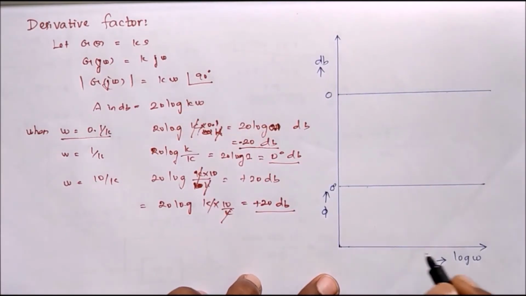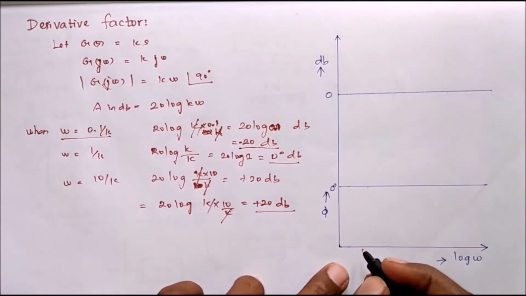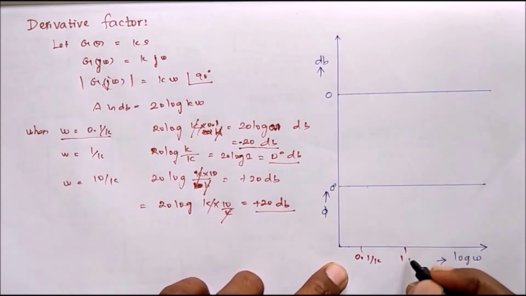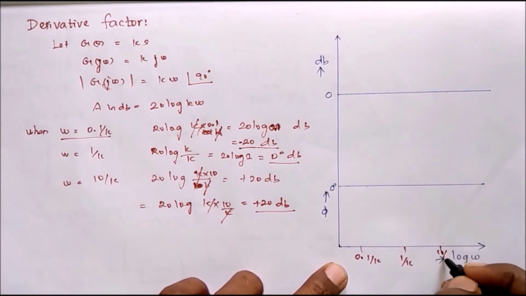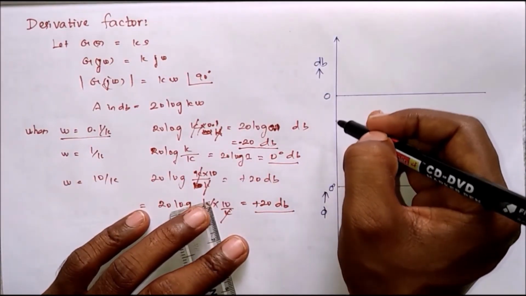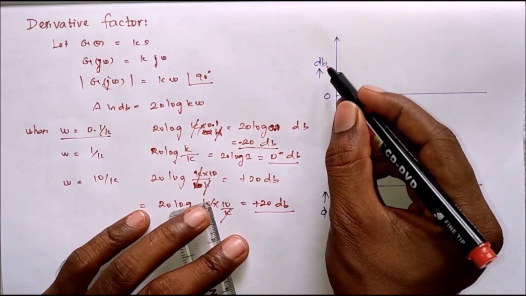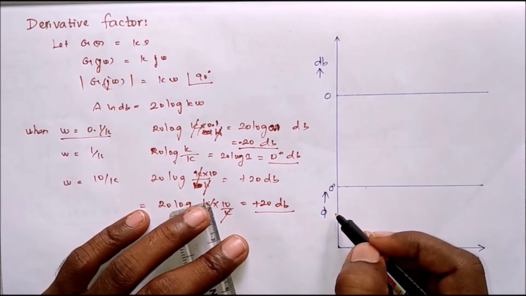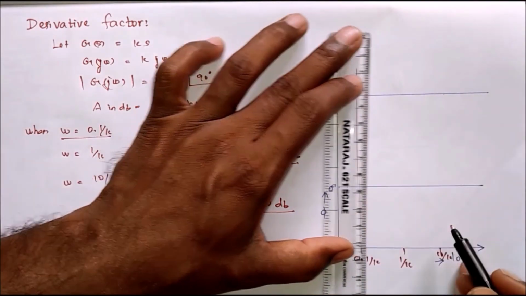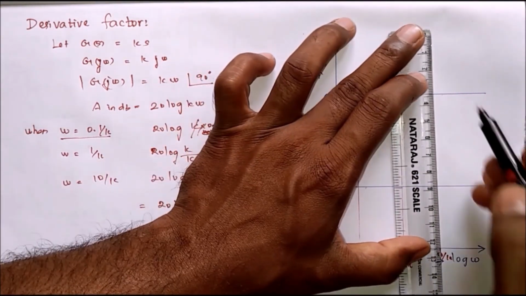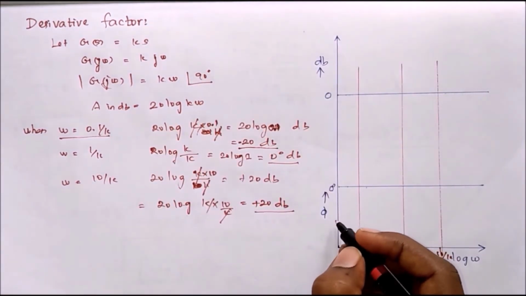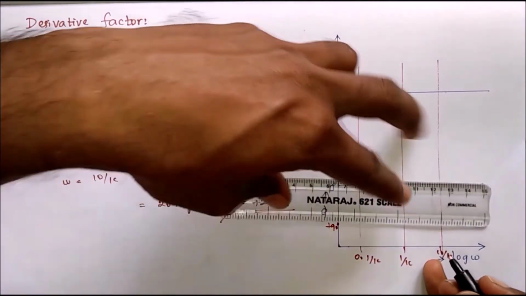So now we can take a common x-axis. In that we can mark various values of omega: first omega equal to 0.1 by K, next omega equal to 1 by K, then omega equal to 10 by K. Next in the y-axis we can consider two parts. One part is to draw the magnitude plot, and the second part is to draw the phase plot for the common x-axis. So now we can draw this line. Now the angle is always plus 90, therefore here plus 90 degrees.